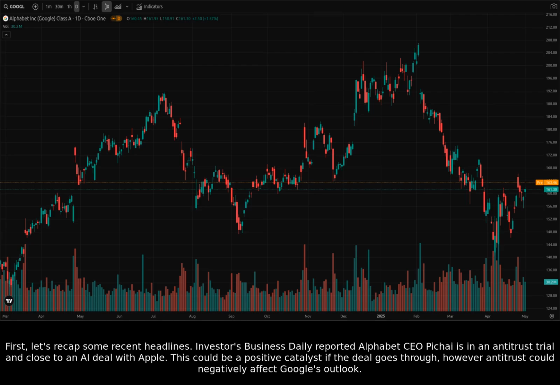Investors Business Daily reported Alphabet CEO Pichai is in an antitrust trial and close to an AI deal with Apple. This could be a positive catalyst if the deal goes through. However, antitrust could negatively affect Google's outlook.